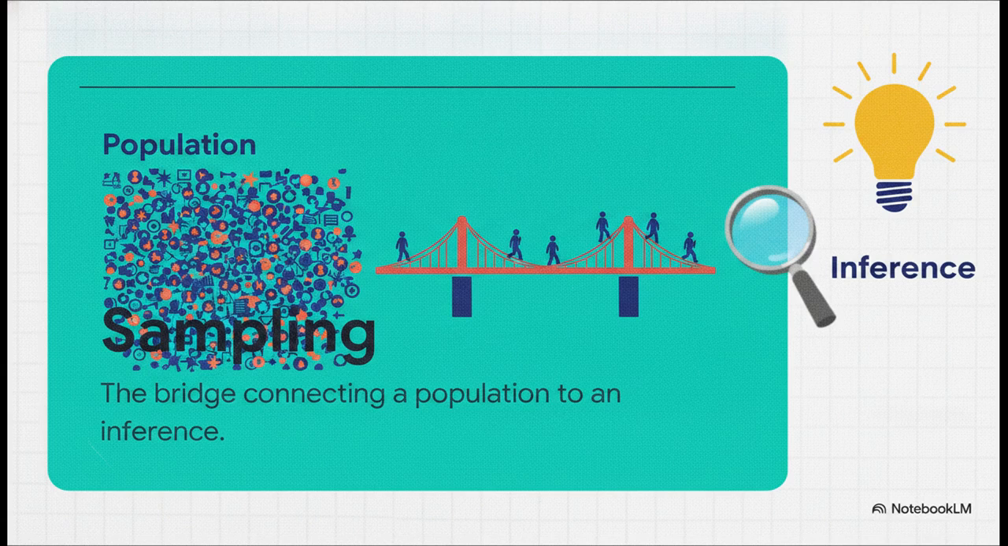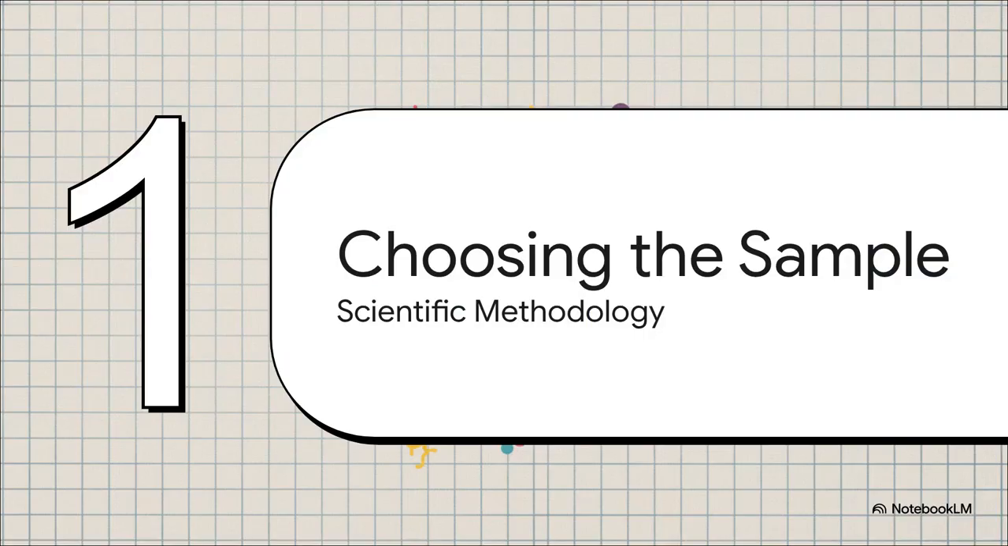But the strength of this bridge relies entirely on representation. If your sample actually reflects the demographics and the variables of the total population, your margin of error shrinks and your inference holds serious weight. Which leads perfectly into Section 5, choosing the right sample.